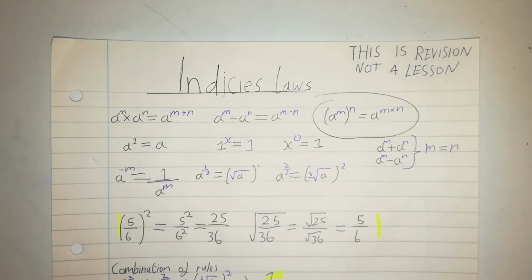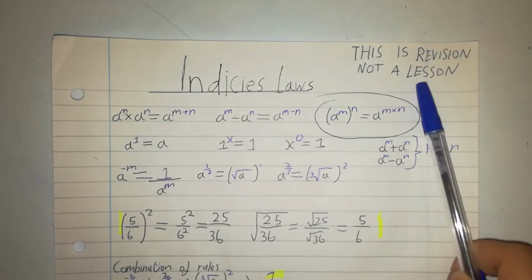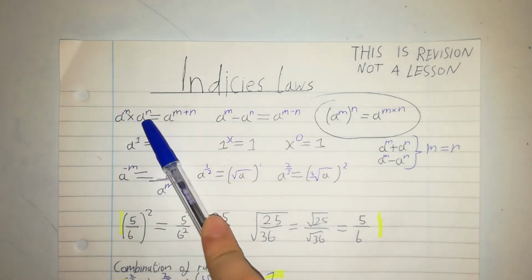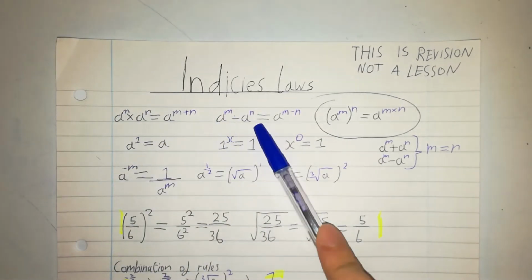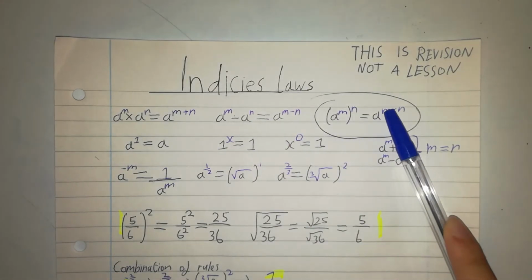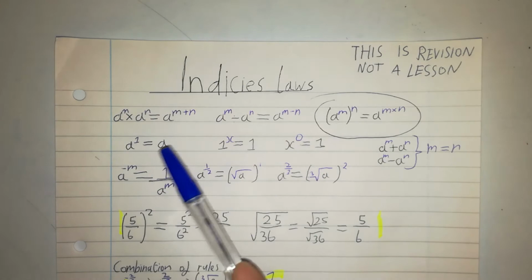So, Indices Laws. Quick run through. This is revision, not a lesson, because I am a terrible teacher, to be frank. If you times in subjects, then you add the powers. If you divide in subjects, then you take the powers. If you've got a power to a power, then you're timesing the powers.